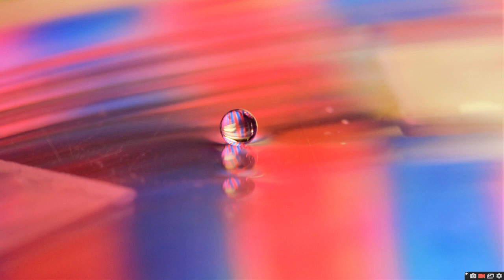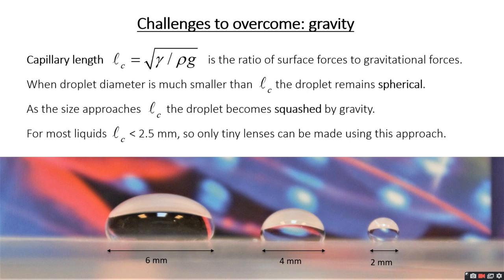Our motivation comes from the world of droplets, which are natural lenses with various optical properties depending on the liquid they are made of. In addition, due to the natural smoothness of fluidic interfaces, droplets have excellent surface quality. However, there are two major obstacles that we need to overcome if we are to make lenses out of droplets. The first one is obviously gravity.